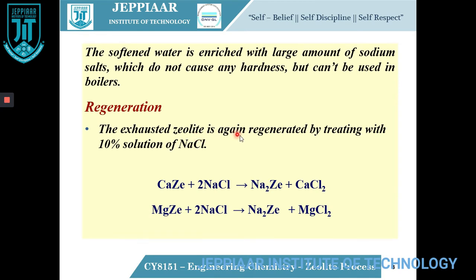The exhausted zeolite is again regenerated by treating it with a 10% solution of sodium chloride. By the water softening process, all the sodium zeolite will be converted into calcium zeolite and magnesium zeolite. So when it is treated with the sodium chloride salt solution, it will be converted into sodium zeolite and it will be washed out as calcium chloride and magnesium chloride.